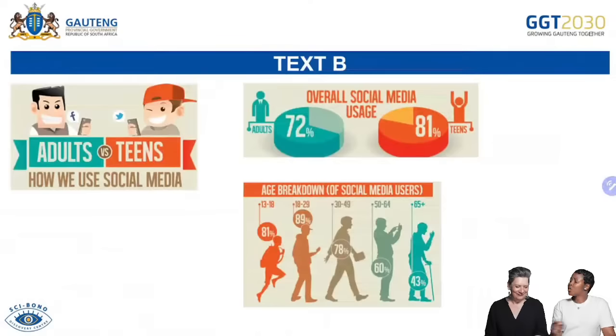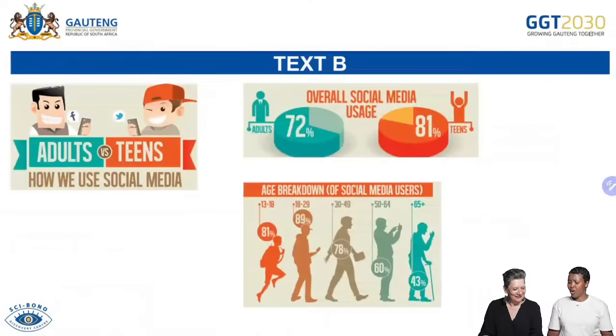And by just looking at the visuals, you should be able to tell. For example, 81% is teens. That's already an answer. Or if they ask who uses social media the least, we already know 72% is lower than the other one, and that should be your answer. So the key thing is to read with understanding. I want us to look at the last one as well.